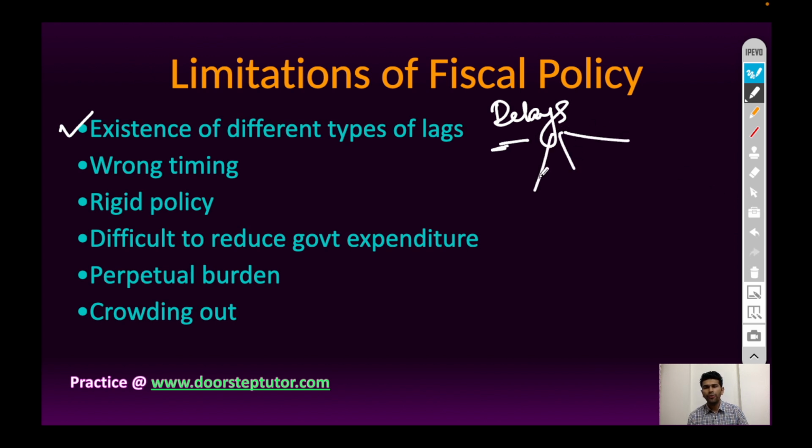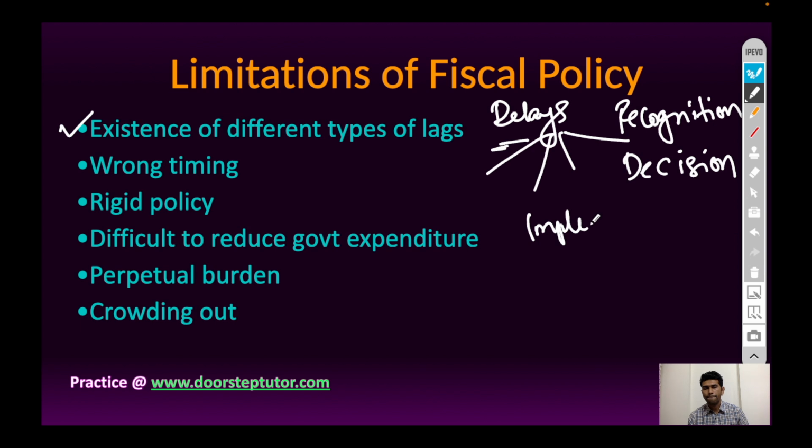So there are four types of lags: recognition lag, decision making lag, implementation lag, and impact lag. Next, wrong timing. Inflation is going on in the economy and the government increases the tax rate. But at the time of introduction, the inflation period gets over and recession starts. So it will hurt more.